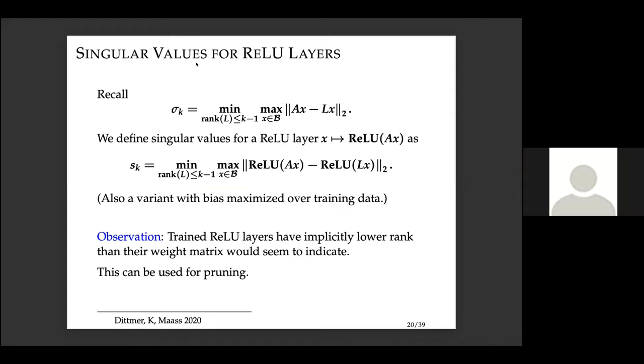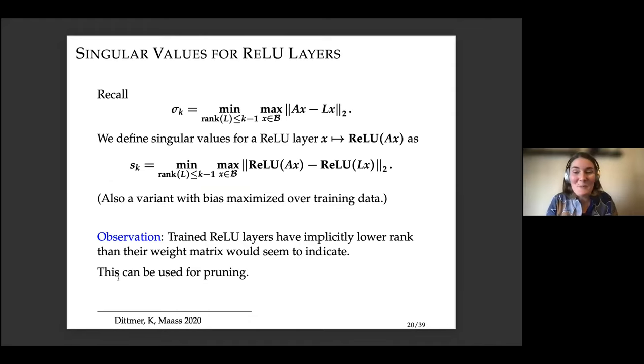Oh, quick question. When you say observation, is this an empirical or a provable observation? Yes, this is super empirical. And there are a couple of things I am sweeping under the rug. One is that it's not super tractable to actually compute what these singular values are. So we have code to approximate them, and we could prove bounds on them.